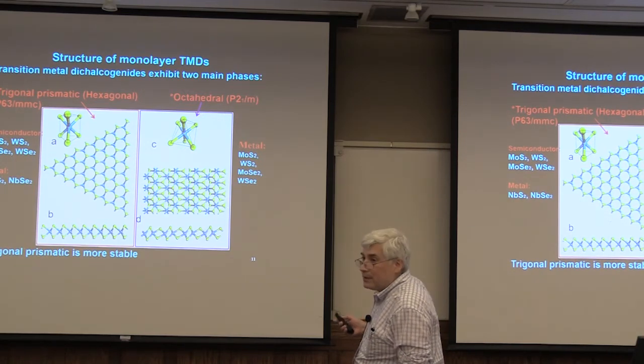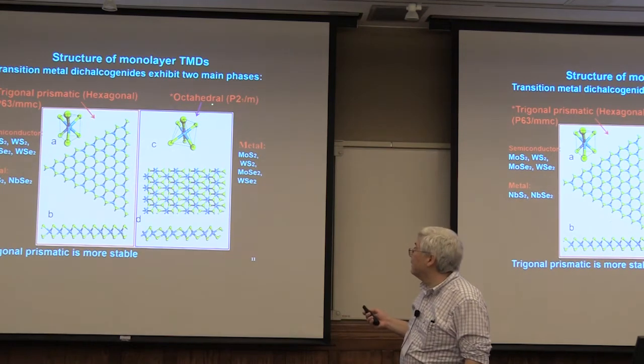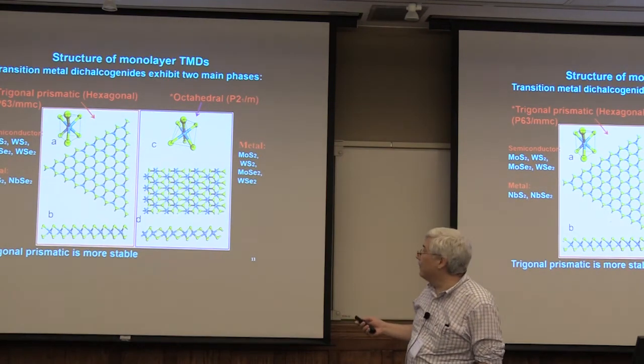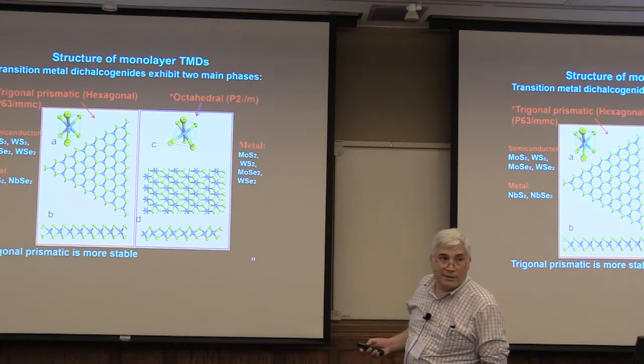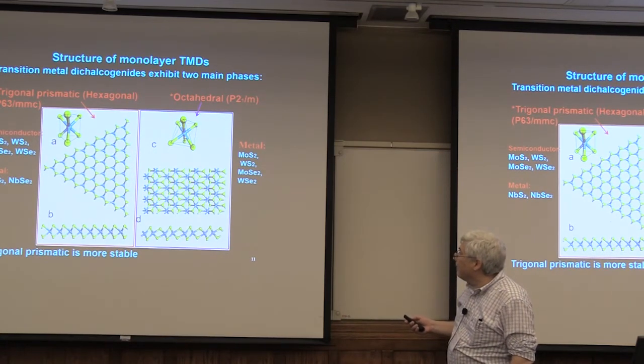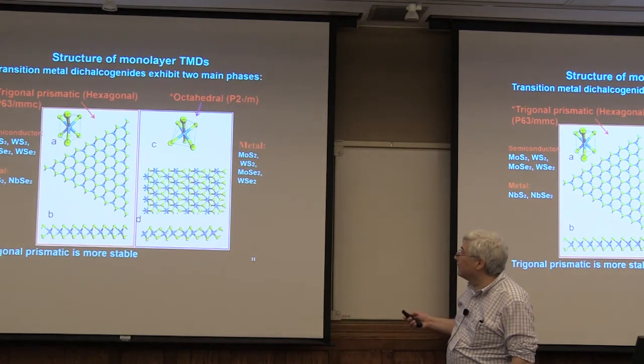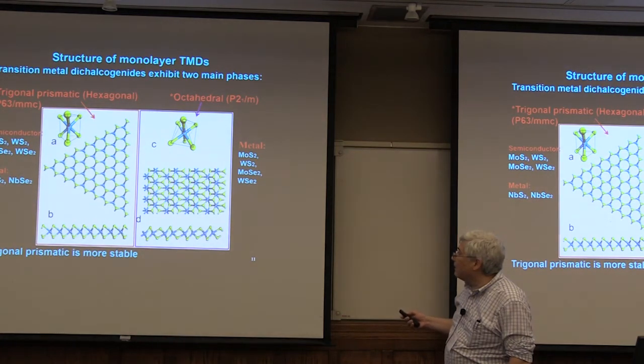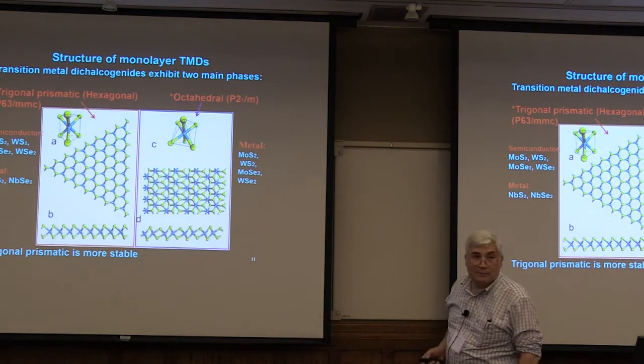It is called the octahedral phase or T phase, it can be T prime phase, and this is called the 2H phase. And here, what happens is that the transition metal is coordinated with the chalcogen atoms in an octahedral way. This is an octahedron. You see the vertices where the chalcogen atoms are form an octahedron.